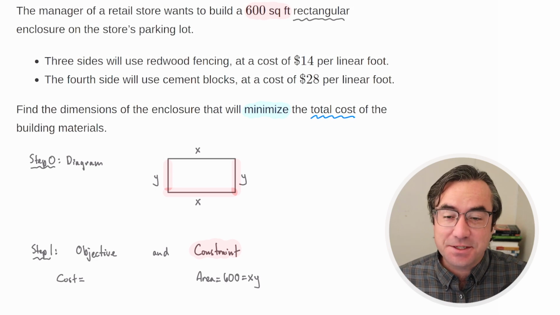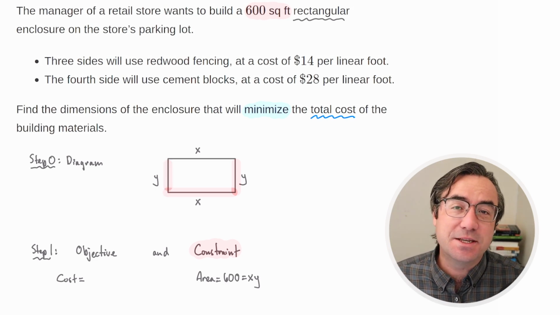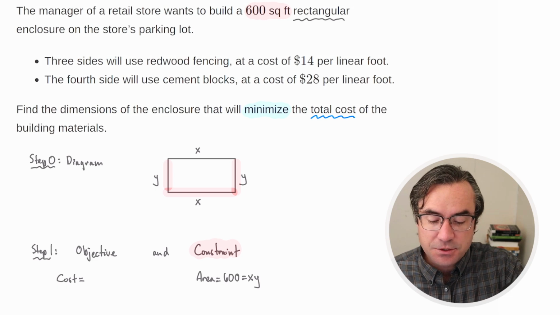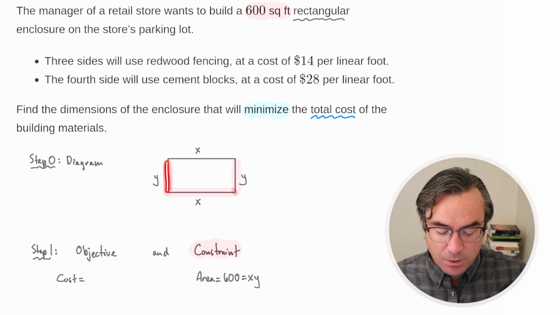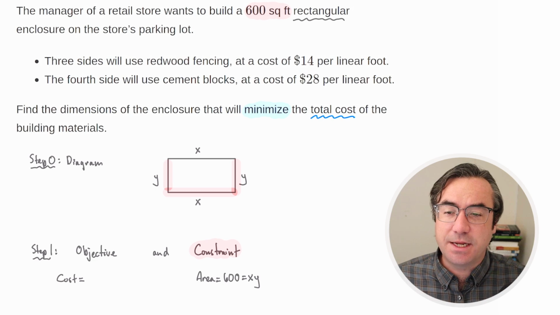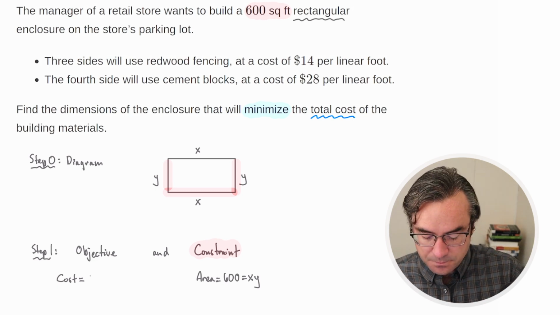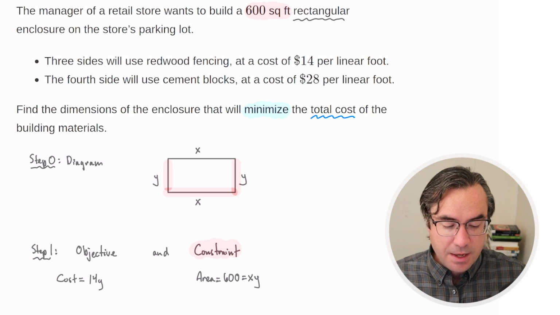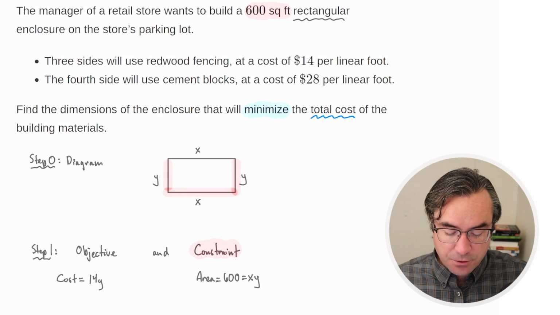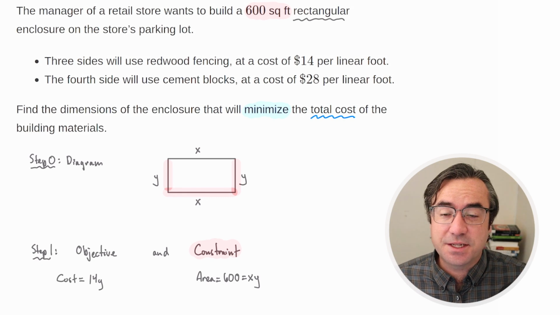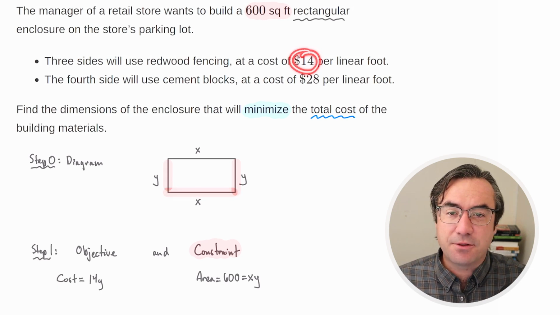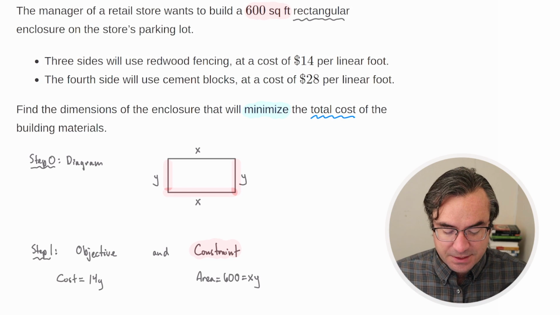Say for this side here, y is the number of feet, and it costs $14 per foot. So to figure out the cost of building this one side, we're going to take how long it is, y, and multiply it by 14. And then same thing for this other side. Now this side has length x. So the cost of fencing this side in, well, x is the number of feet, and it costs $14 per foot. So if, let's say x was 5.